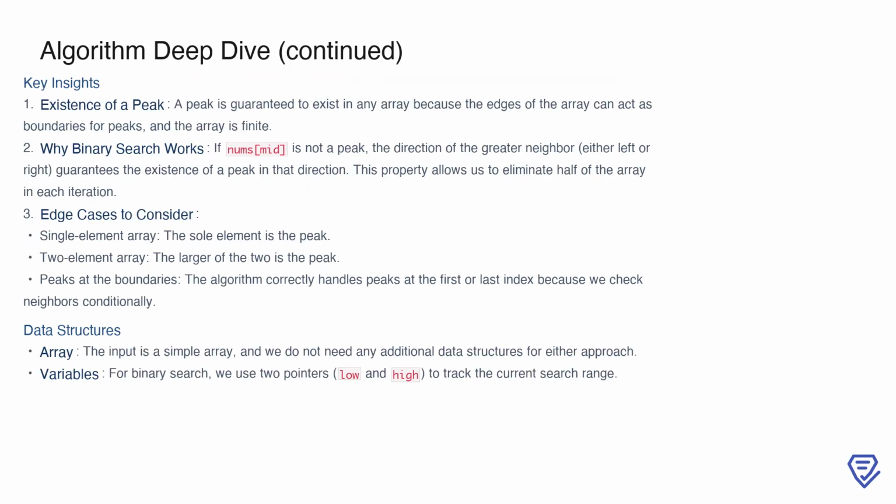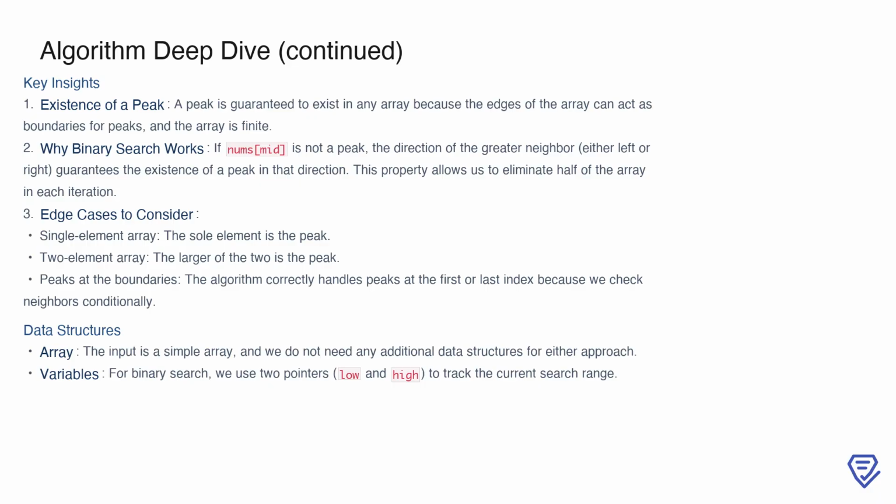There are a few key insights that make this algorithm both efficient and reliable. First, a peak is guaranteed to exist in any array due to the finite nature of the array and the fact that the edges of the array can act as boundaries for peaks. Second, the binary search approach works because if nums[mid] is not a peak, the direction of the larger neighbor ensures the existence of a peak in that direction. This property allows us to confidently eliminate half of the array in each iteration without missing a potential peak.